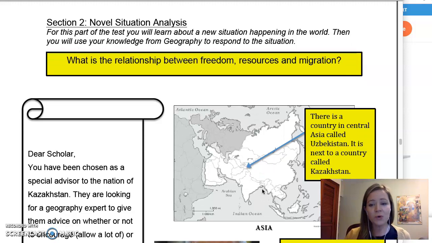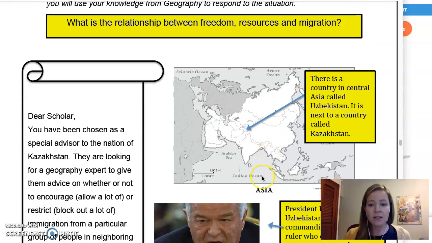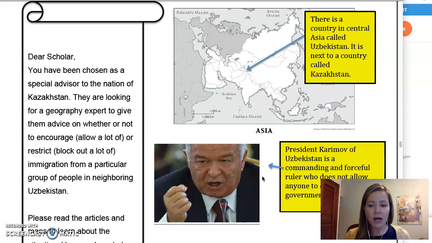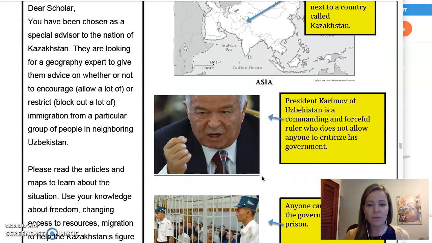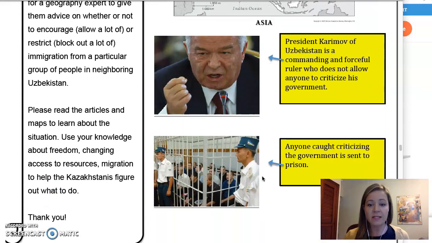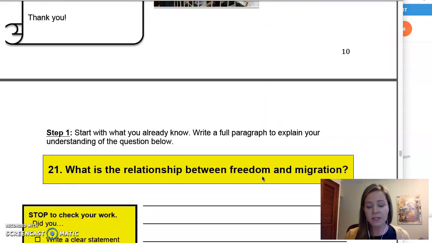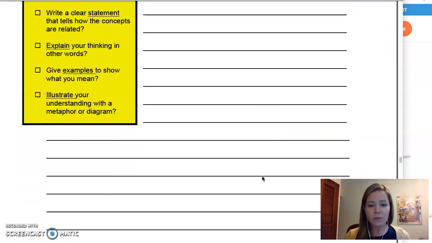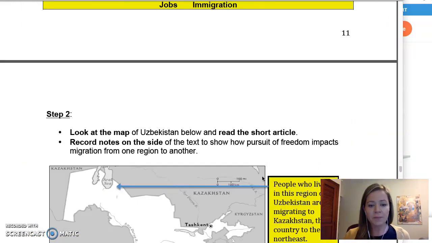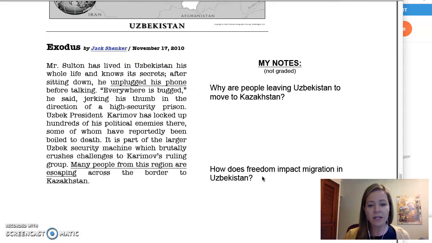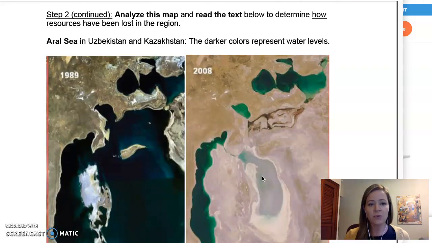And then the really cool part, you may have seen this before, is the novel situation analysis. So we want them to use their understanding of the relationship between freedom, resources, and migration in this new situation. So we give them a lot of information about the new situation. The introduction to our secondary book has this as an example. It doesn't have all of this information here because it just sort of shows the new situation that's happening in Central Asia with the RLC.